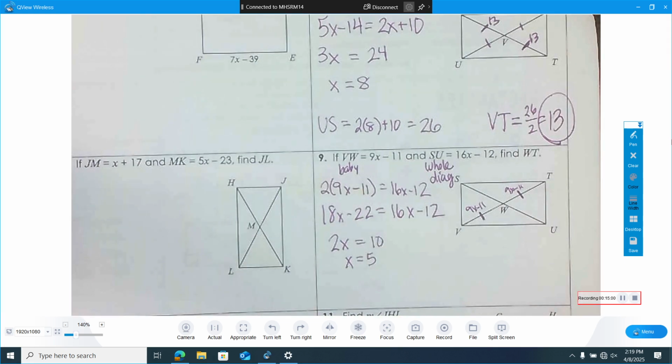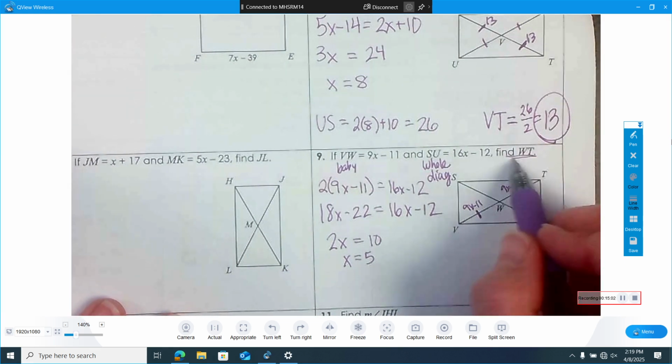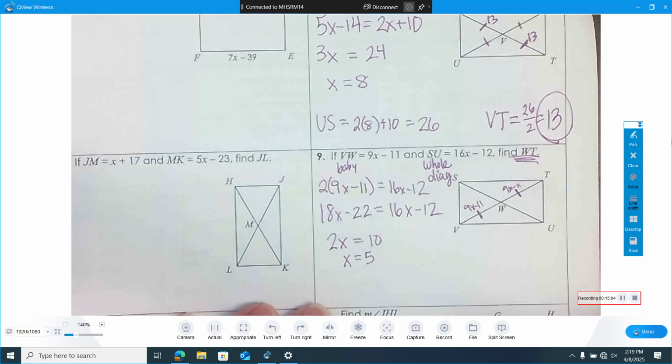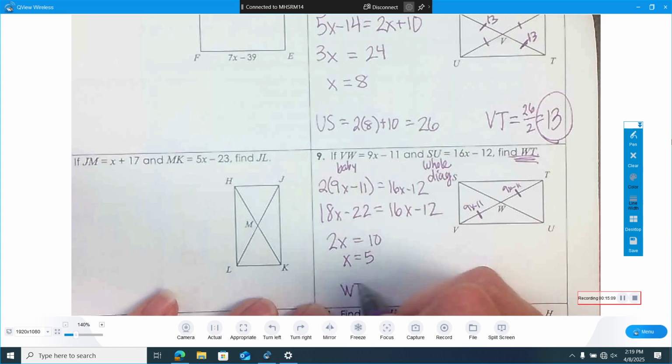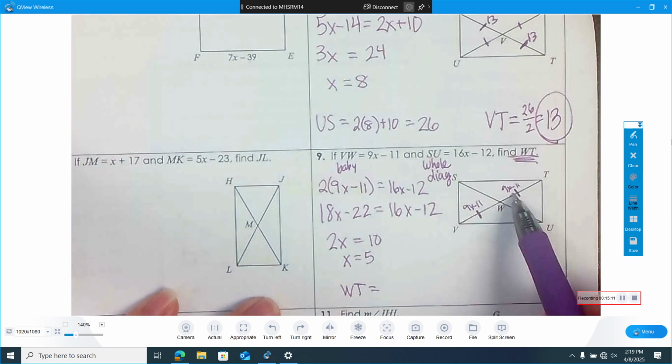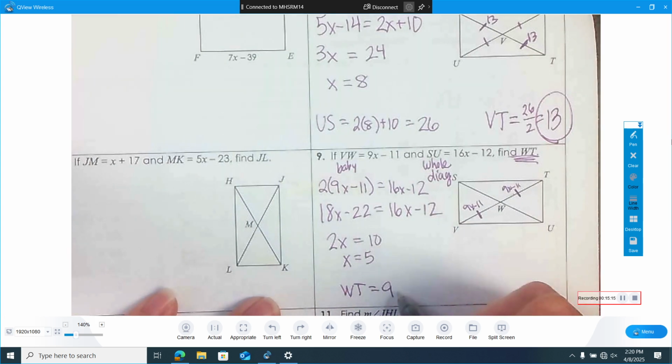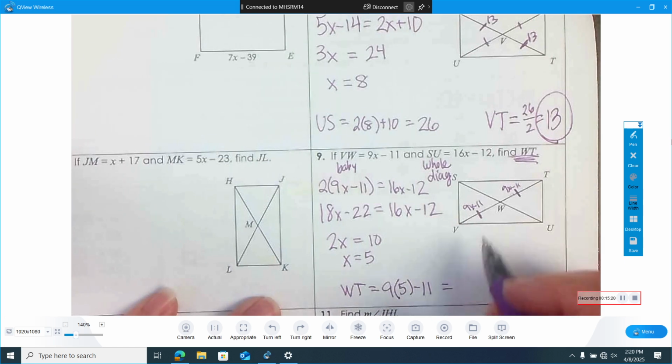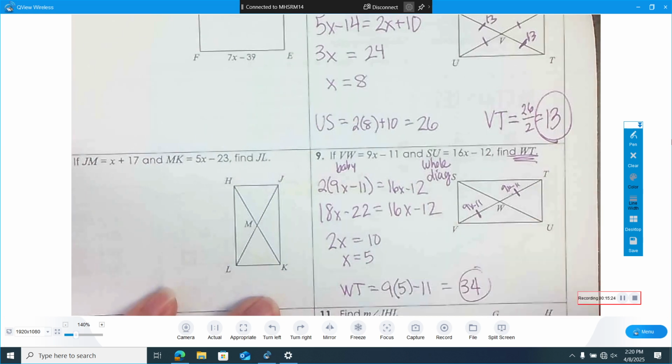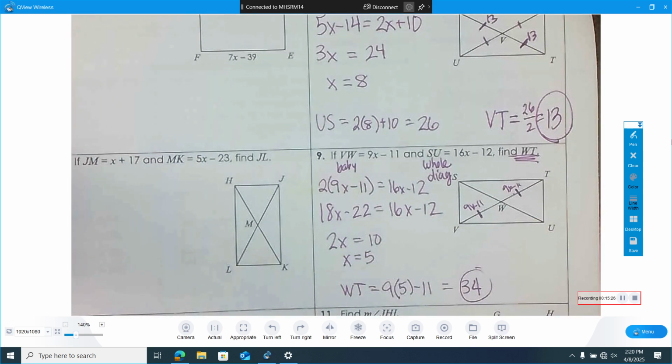Good. All right, we need to find WT. What is WT? Yeah, it's the same as 9x minus 11. They are congruent, so we just get to plug it in. 9 times 5 minus 11 is 45 minus 11 is 34. Questions on that one? Okay.